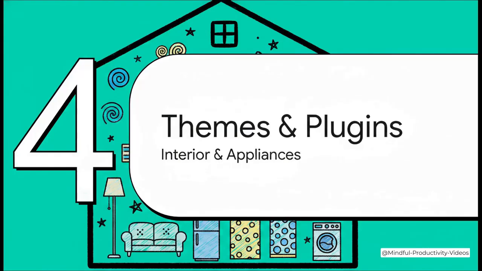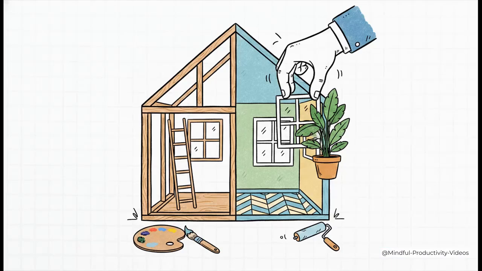Welcome to Layer 4, themes and plugins, or as I like to call it, the interior design and appliances. You definitely wouldn't want to live in a house with just bare wooden frames and exposed wires, right? You need drywall, some nice paint, maybe beautiful hardwood floors. In WordPress, themes dictate your visual design. Options like GeneratePress, Cadence, and Astra are highly recommended because they're incredibly lightweight and optimized for serious speed.